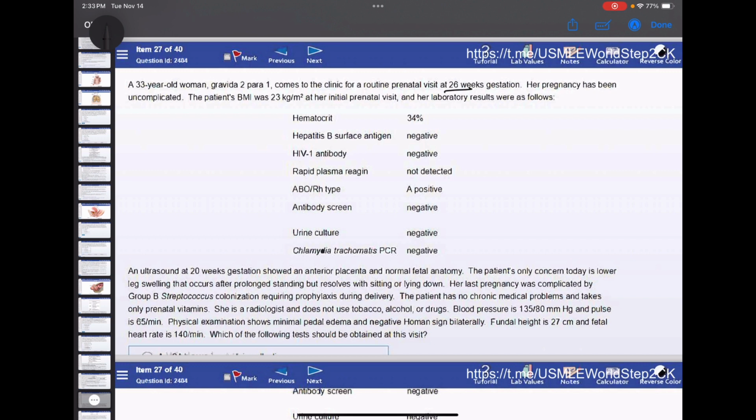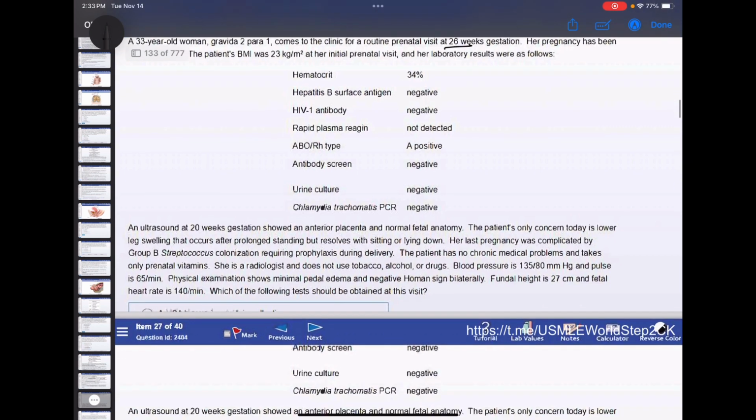Hepatitis B surface antigen is negative, HIV negative, rapid plasma reagin negative, not detected, ABO-A positive, antibody screen negative, urine culture negative, chlamydia is negative. An ultrasound at 20 weeks gestation showed an anterior placenta and normal fetal anatomy. Patient's only concern today is lower leg swelling that occurs after prolonged standing but resolves when sitting or lying down. Her last pregnancy was complicated by group B streptococcus colonization requiring prophylaxis during the delivery.